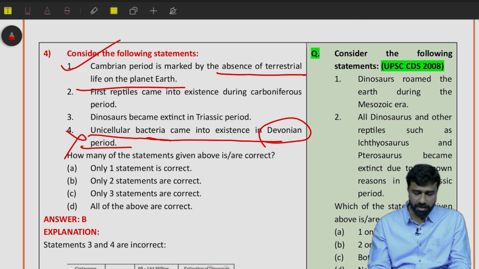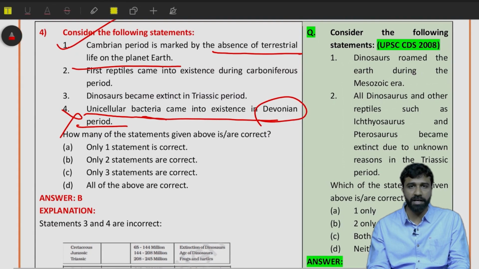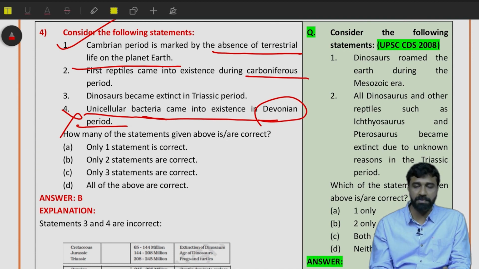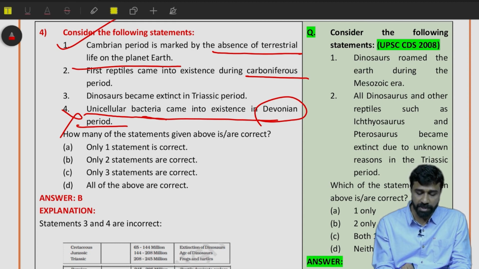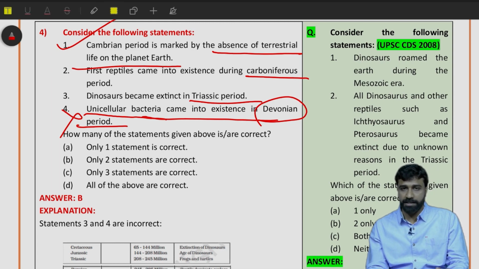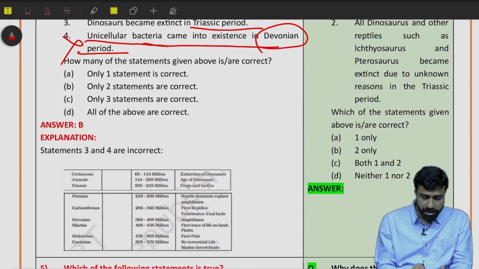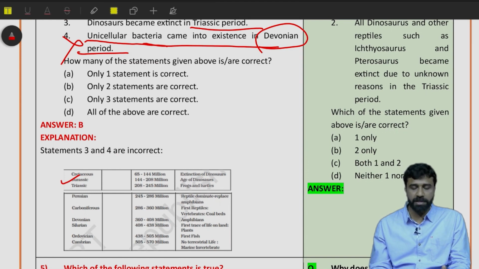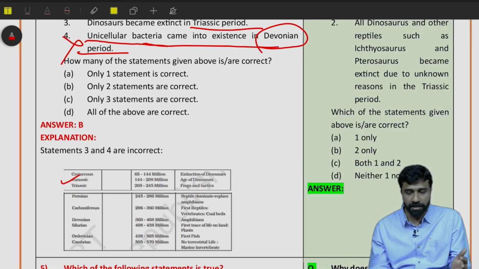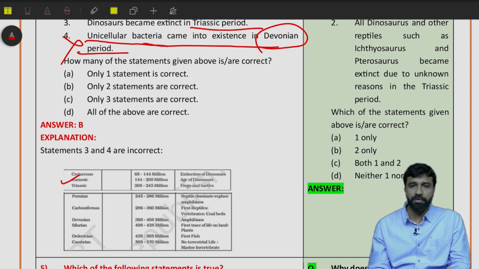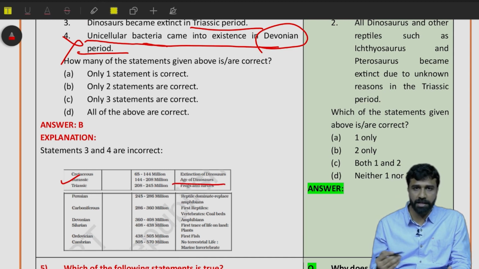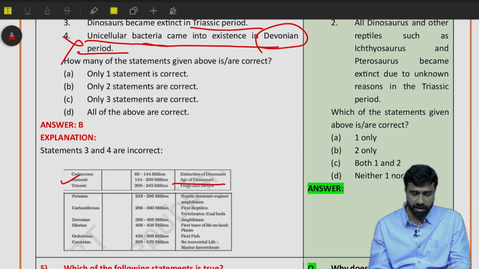So the first statement is correct, because you find an absence of terrestrial life on the planet Earth in the Cambrian period, and the first reptiles you find in the Carboniferous period. That is true. Dinosaurs became extinct after the Jurassic period, not in the Triassic period. Here the table is given: after the Jurassic period, 144 to 208 million years ago, you found the age of dinosaurs. The dinosaur age ended after this Jurassic era. It might have happened in the Cretaceous era, it seems.